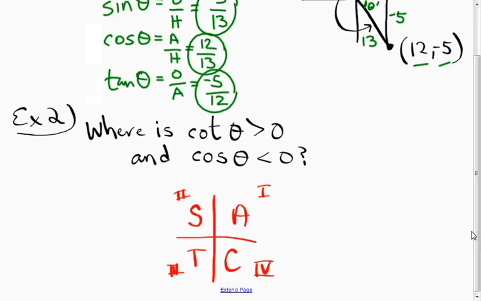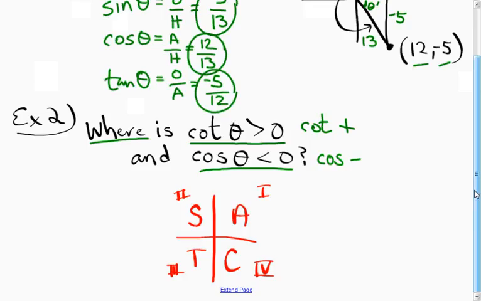Example 2, we see examples like this a lot, where they're asking you what quadrant. When they say where, what quadrant is cotangent theta positive, where's cotangent positive, and where's cosine negative? That's what that means, when cosine is less than 0.